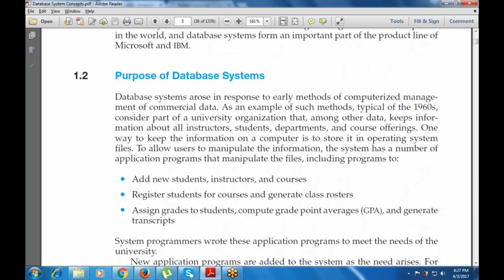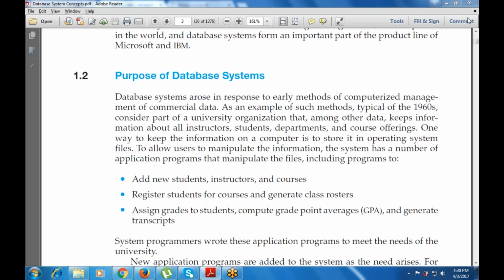Now, what is the main purpose of the database system? To maintain the records, to add records such as students, instructors, and courses. That is the main purpose of the database system. Database systems arose in response to early methods of computerized management of commercial data. As an example of such a method, typical of the 1960s, consider the following.